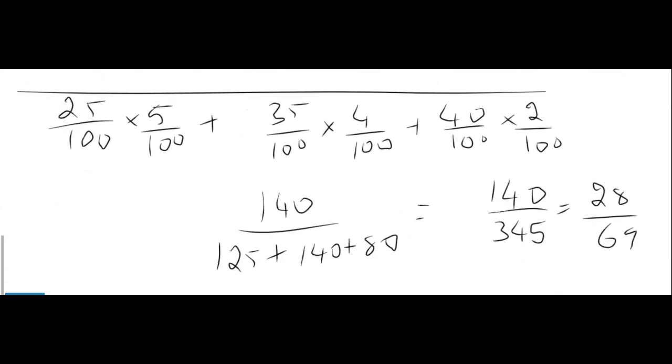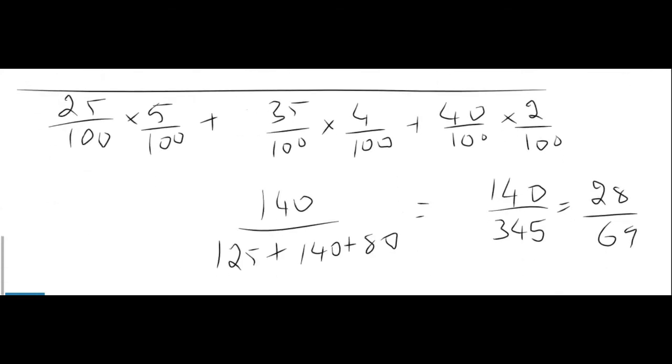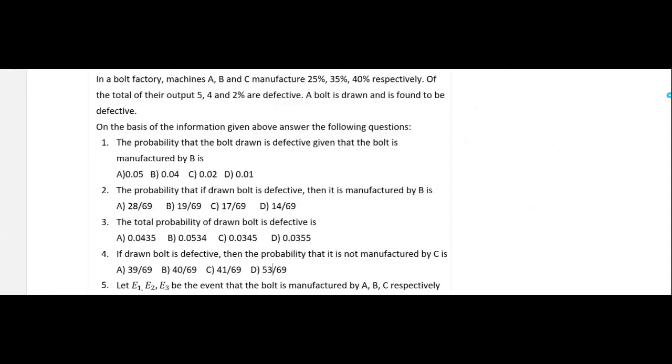When we simplify this, we get 140 by 125 plus 140 plus 80, which is nothing but 140 by 345, which is equal to 28 by 69. So option A is correct. Now next, the third subdivision asks: the total probability that the drawn bolt is defective is A 0.0435, B 0.0534, C 0.0345 and D 0.355.